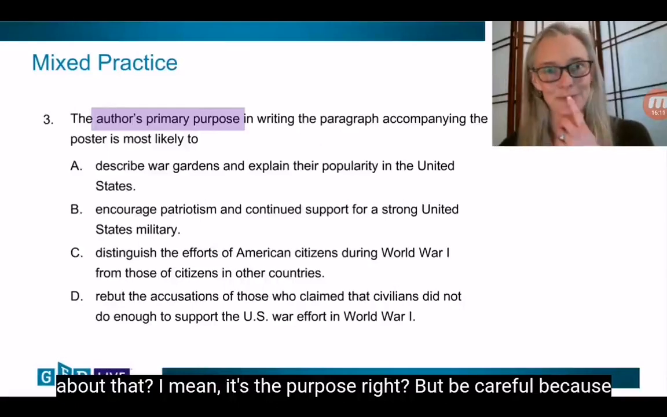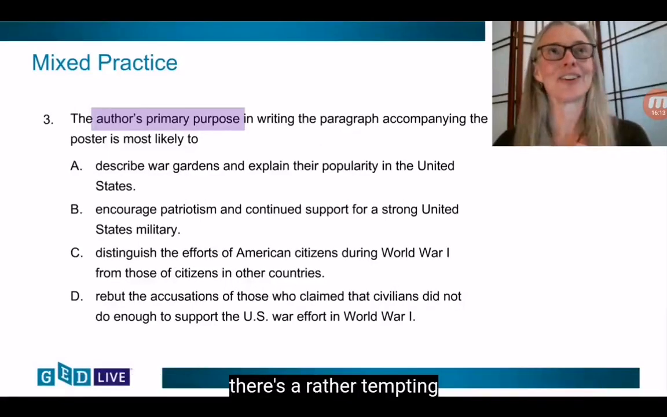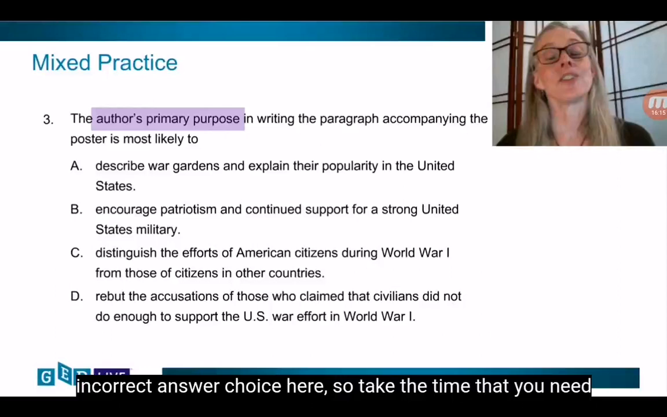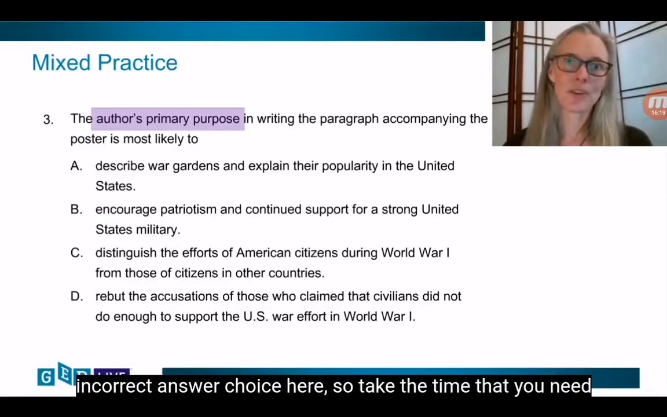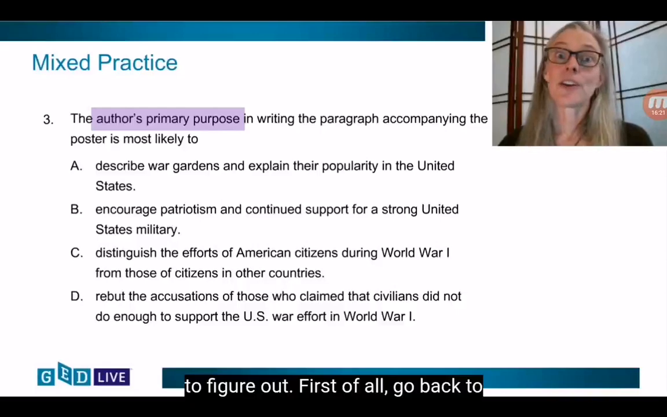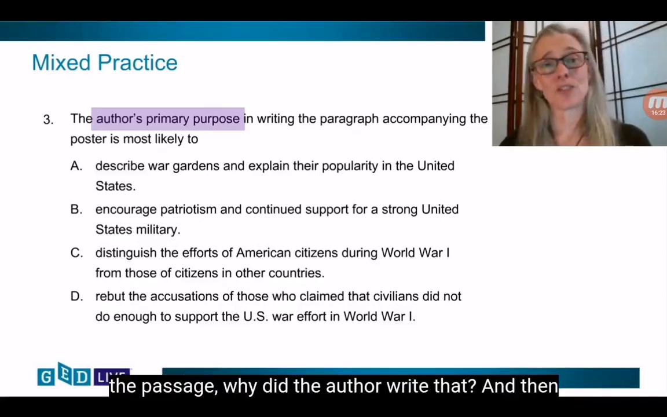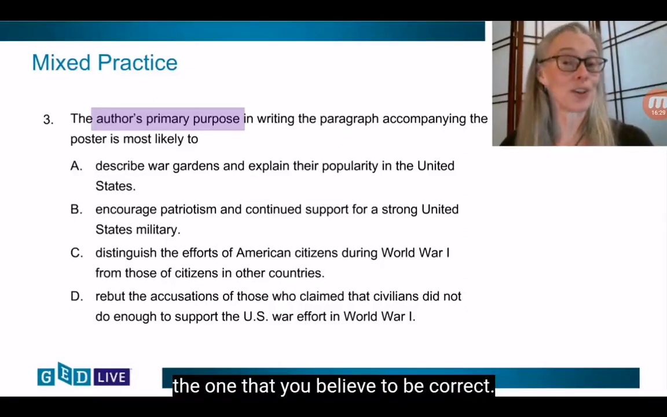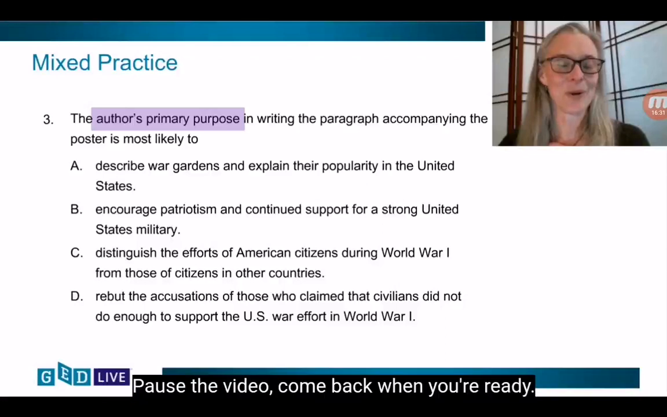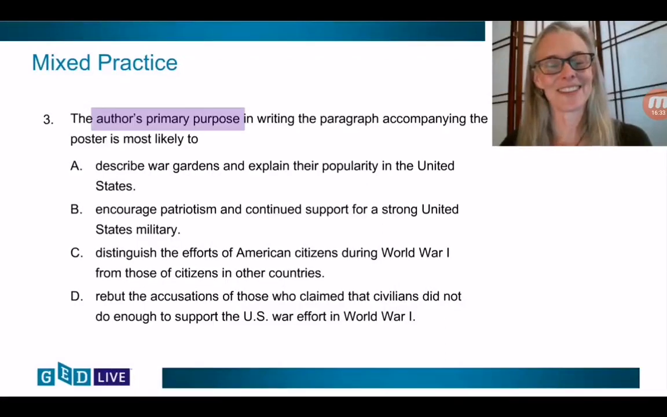But be careful, right? Because there's a rather tempting incorrect answer choice here. So take the time that you need to figure out, well, first of all, go back to the passage. Why did the author write that? And then come back and look at the answer choices and choose the one that you believe to be correct. Pause the video, come back when you're ready.